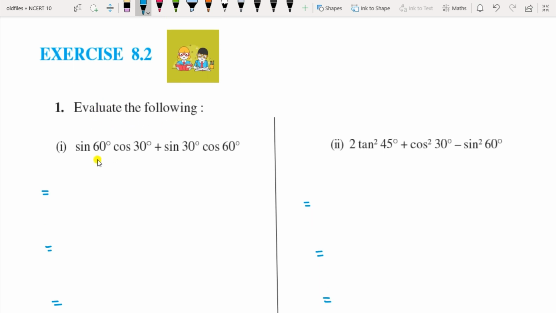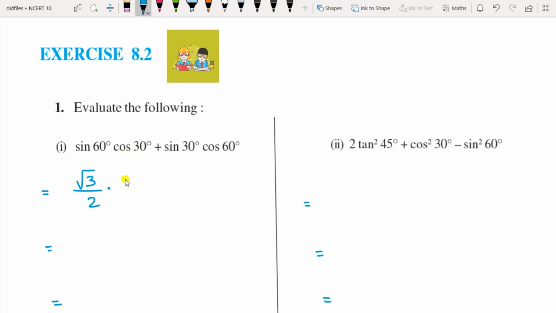Evaluate the following: sine 60 cos 30 plus sine 30 cos 60. There is no sign between these two functions, that means it is multiplication. So from the table you have to write the values of these functions. Sine 60 is root 3 by 2. You can see it in the table.